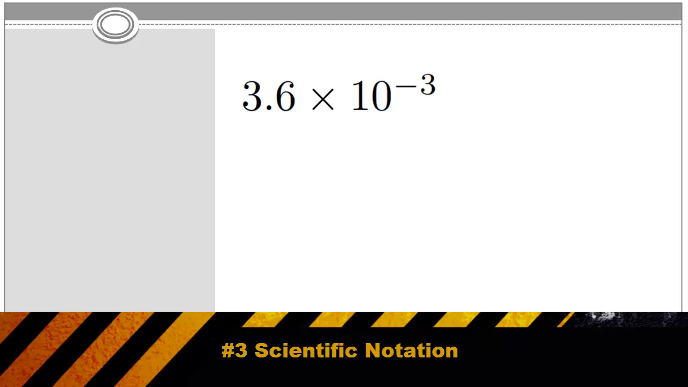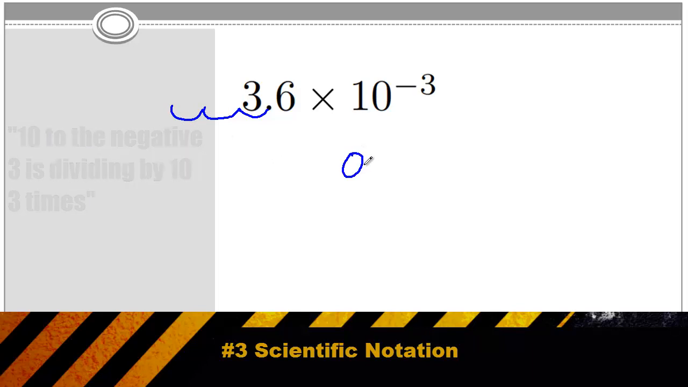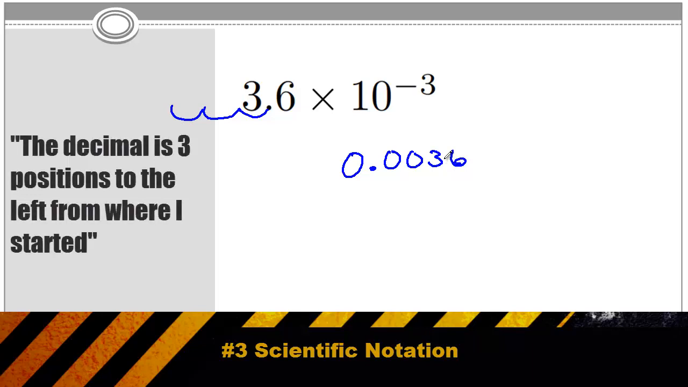If we want to take this number, 3.6 times 10 to the negative 3, and convert that back into a decimal, we simply have to understand what the 10 to the negative 3 is doing. 10 to the negative 3 is dividing by 10 3 times. And remember, each time you divide by 10, you move the decimal to the left 1 position. So in this case, we're going to move the decimal to the left 3 positions. 1, 2, 3. In order to do that, I actually have to add decimals. So my new number is 0.0036, where the decimal is 3 positions to the left of where I started.